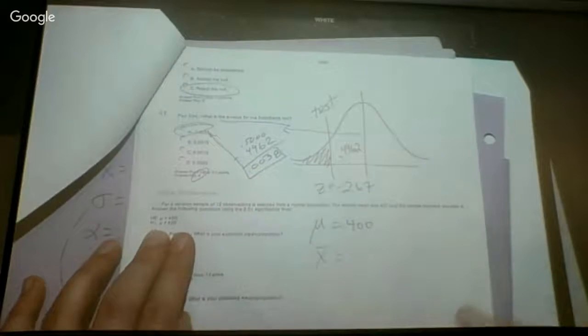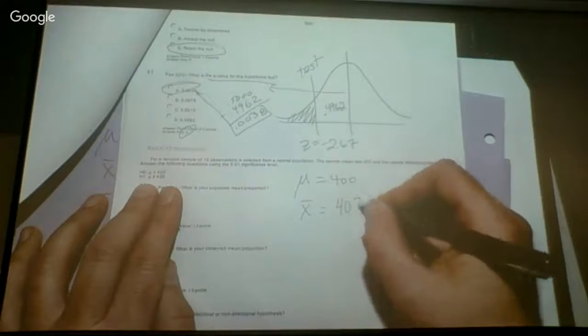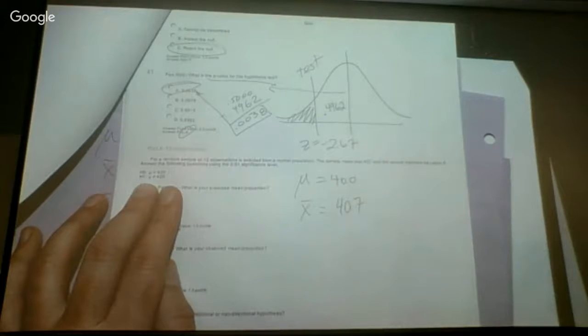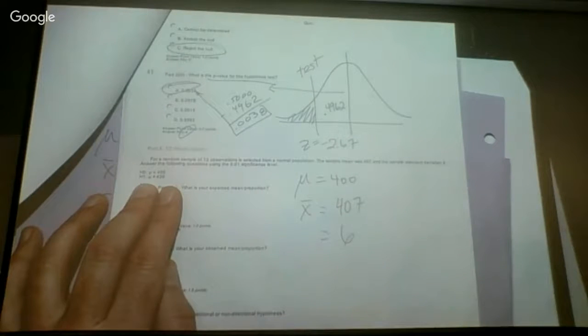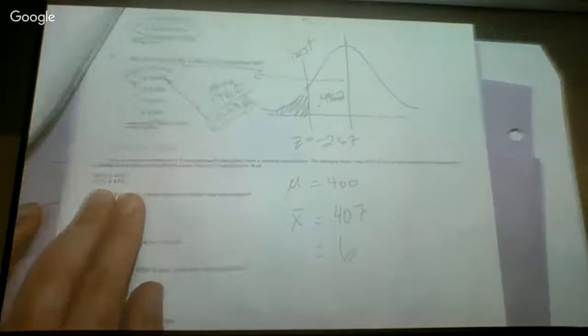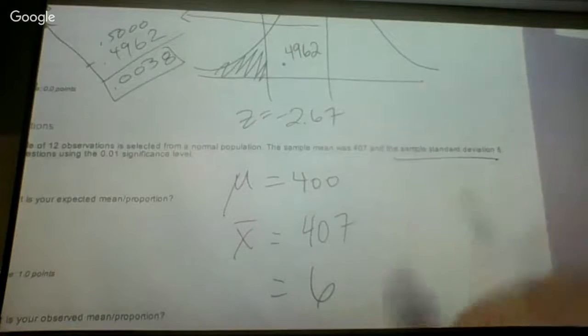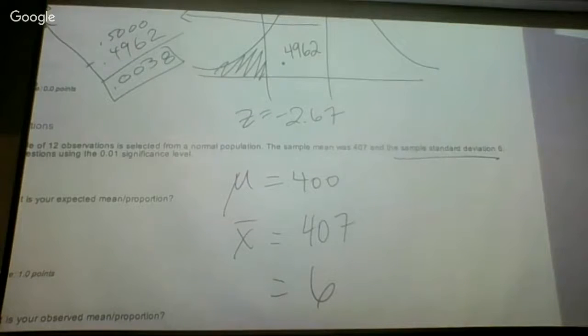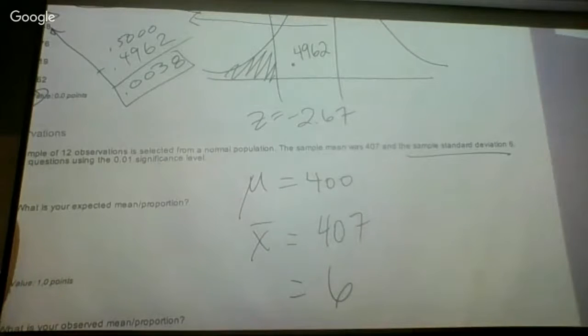Somebody else hit me with some more information here. Billy? 407. Yeah, X bar is 407. Anything else? Is that population or sample standard deviation? Sample. How do you know it's sample? It says it. I make a claim, you provide me evidence, everybody wins. Sam, what's the symbol for that? Sample standard deviation, s. Yep. Good on you.